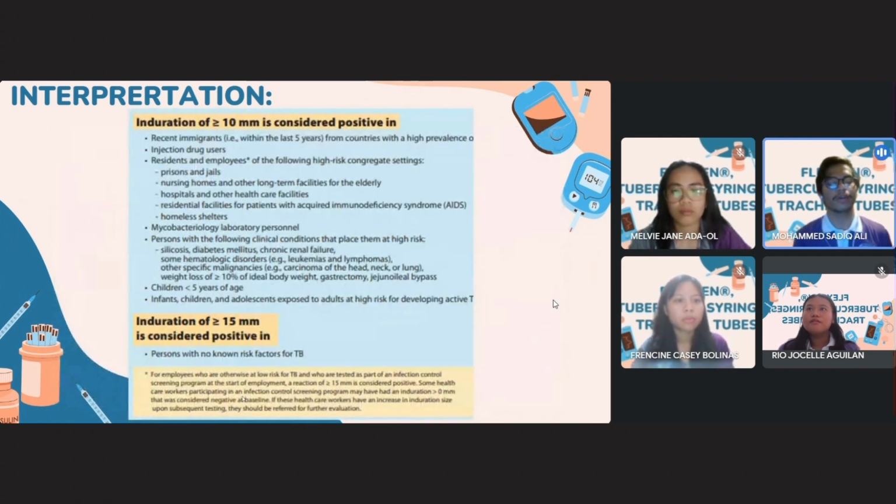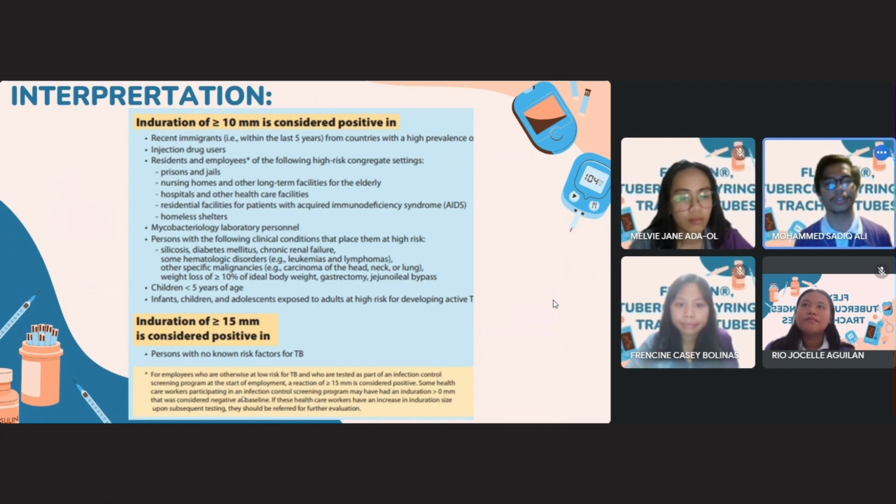Next, if we have an induration of 10 millimeters or more, it is also considered positive in recent immigrants from countries with high prevalence of TB, and injection drug users. Also included are residents and employees of high-risk congregate settings, such as prisons and jails, nursing homes, hospitals, and homeless shelters, and mycobacteriology laboratory personnel.